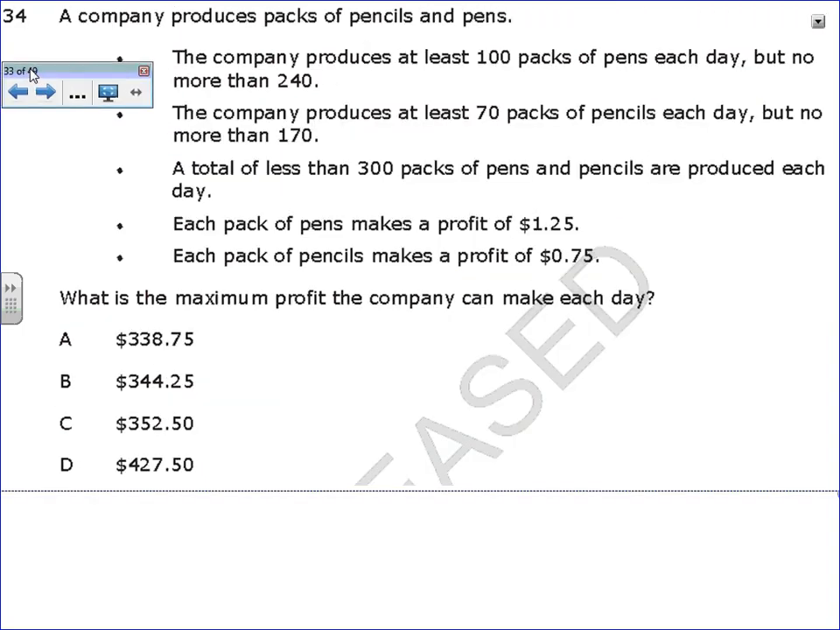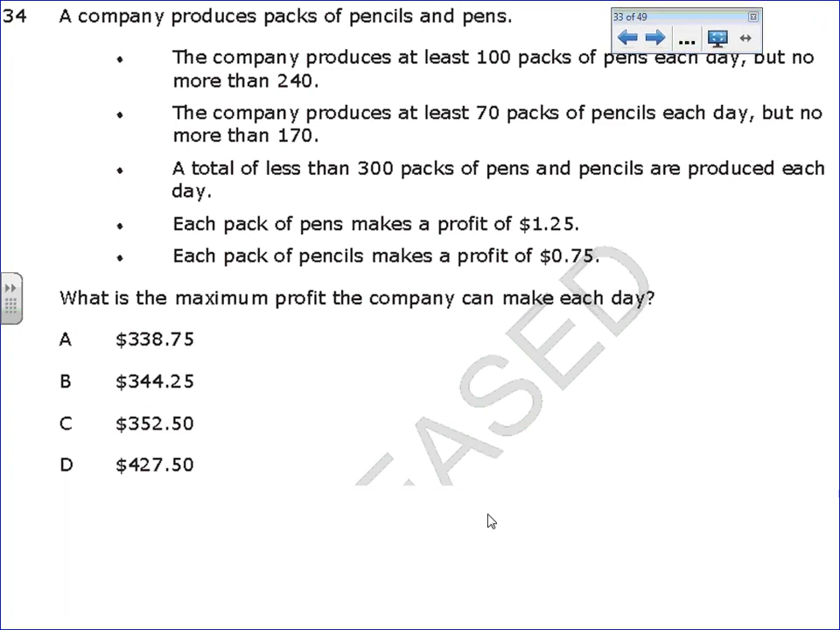34. This question got kind of intense. The first time I did this problem several years ago, it took me forever. But now that I've been doing this for several years, I'm a lot faster at it. But this one is definitely tricky. So if you got it wrong, don't beat yourself up.